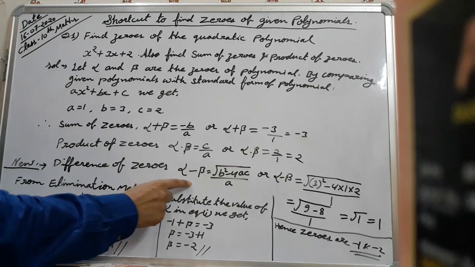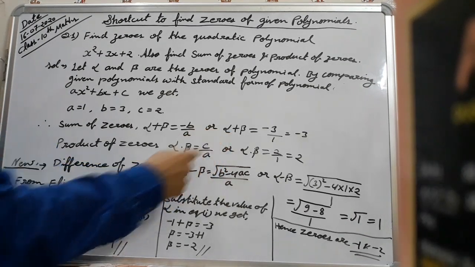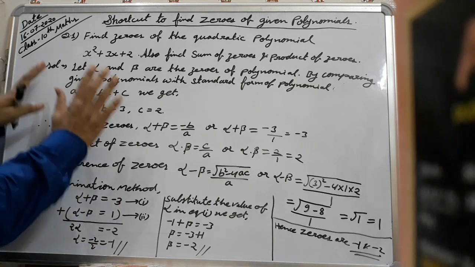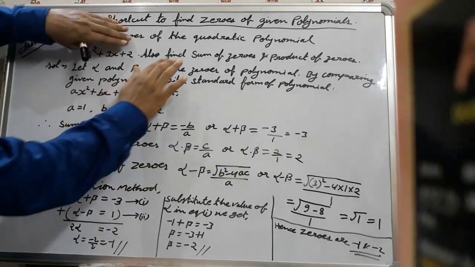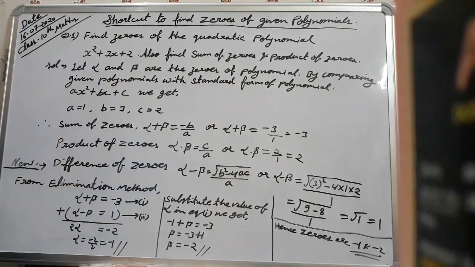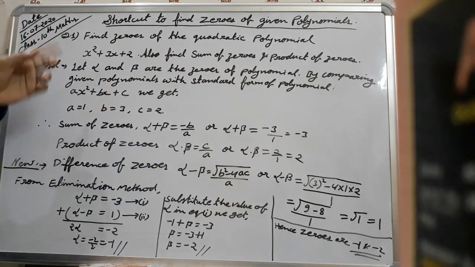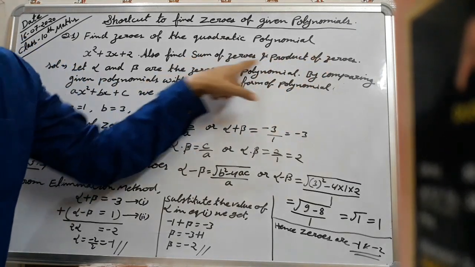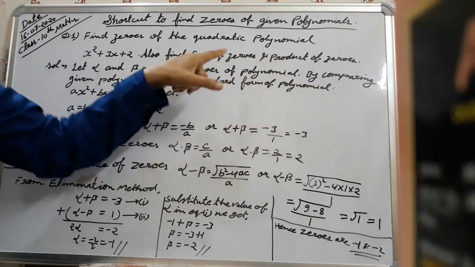If you get difference of zeros and sum of zeros, by elimination method you can easily find the values of alpha and beta. This method is also useful if sum of zeros and product of zeros is given. Let me solve other questions in which only sum of zeros and product of zeros are given. Then with the help of that only, we can find zeros of the given polynomial.